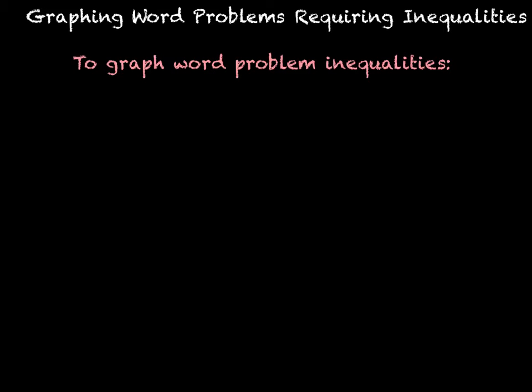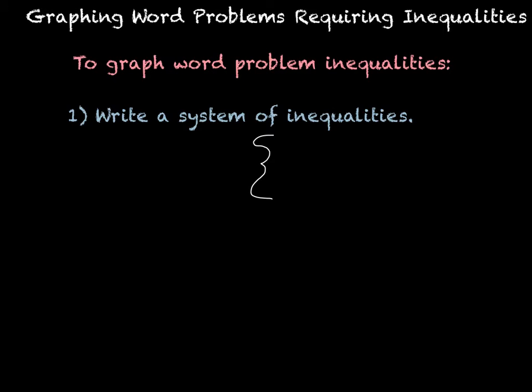Graphing word problems requiring inequalities. To graph a word problem that uses inequalities, we have several steps we need to do. First, you need to write a system of inequalities. The system of inequalities will have the form of the brackets, and then you'll have some equation, and then an inequality sign, and then a total.